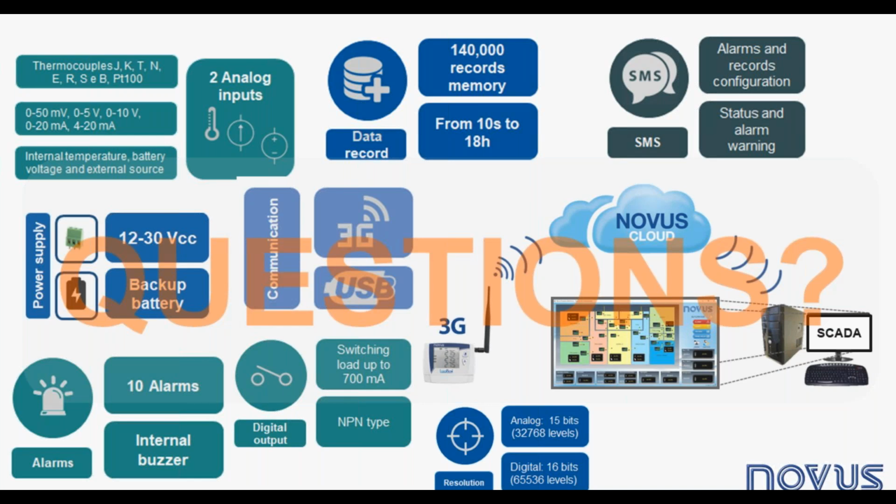We have another question. Is it possible to receive an alarm warning via SMS? The answer is yes. We can configure the alarms to trigger or to send SMS, and we can configure up to 20 phone contacts to receive these SMS. And also, I can say that on Lockbox 3G, we can set up to 10 different alarms.